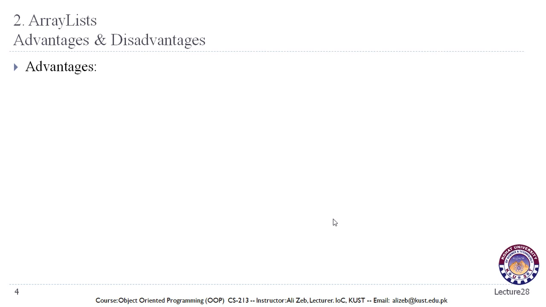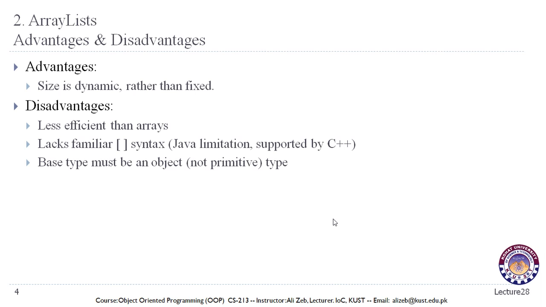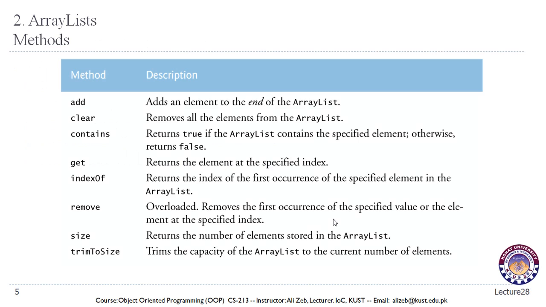An advantage of the ArrayList is that the size is dynamic, so we can include elements in an ArrayList as we need. Disadvantages are that it can be less efficient than arrays. It lacks the familiar array syntax, and this is a limitation of Java; it can be supported in C++. The base type must be an object, not a primitive type.